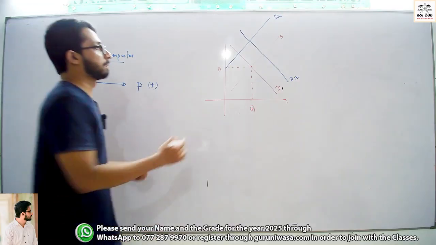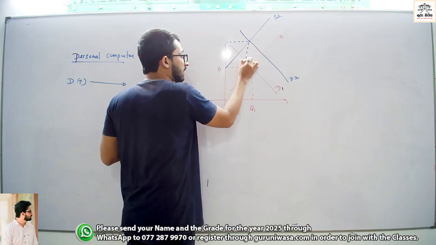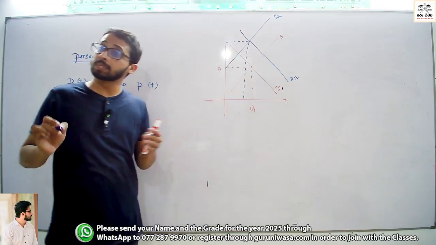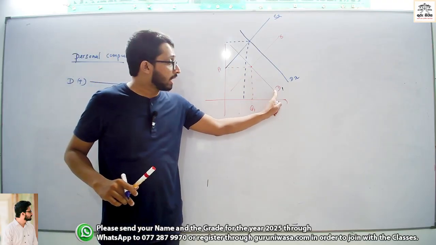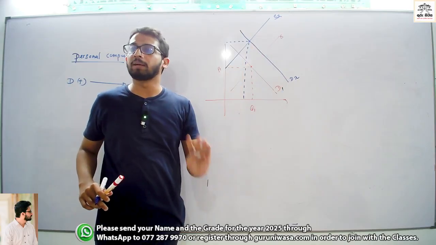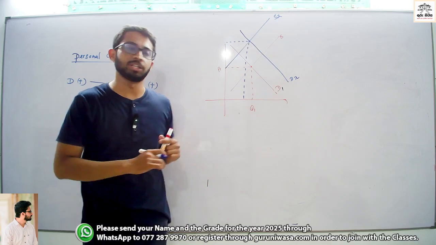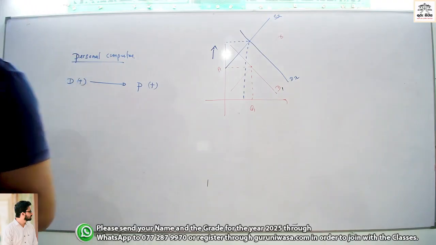Where is the new equilibrium price? This is the new equilibrium price. Regardless of distance, regardless of percentage, okay? Demand increases and supply decreases mean definitely the price of the product increases. Did you get the point? Sanuli.